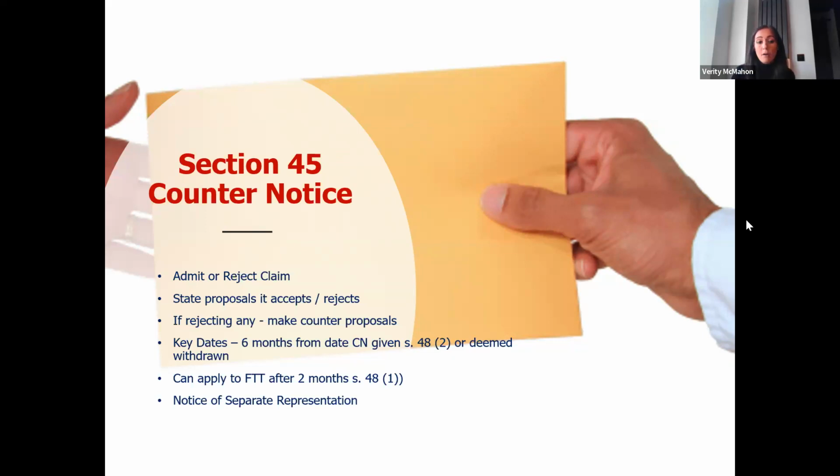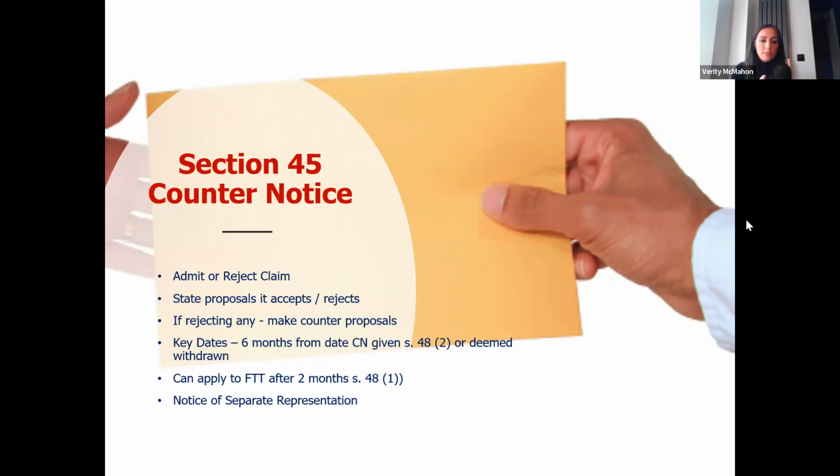The key date once your counter notice has been served is 6 months from the date of this. Now, this is a key date in the enfranchisement world. If this is missed, it's technically deemed withdrawn. It can have quite severe consequences for the leaseholder because the whole claim is lost. They'll have to start again, and they can't do that for a further 12 months from the date of deemed withdrawal. So it is vital that these dates are diarised in every diary possible, and obviously not missed.